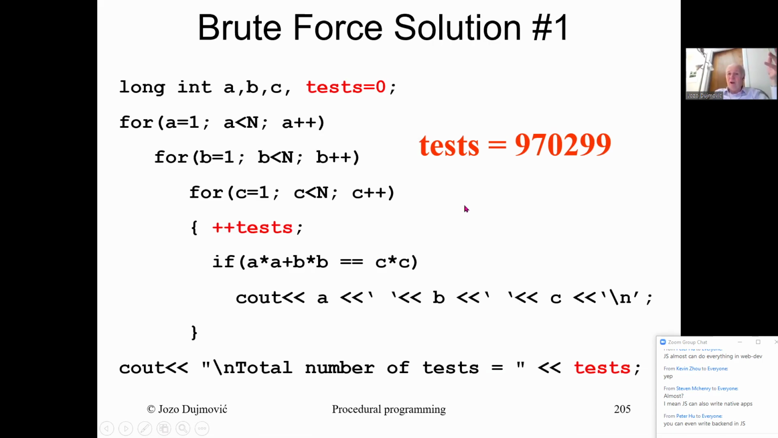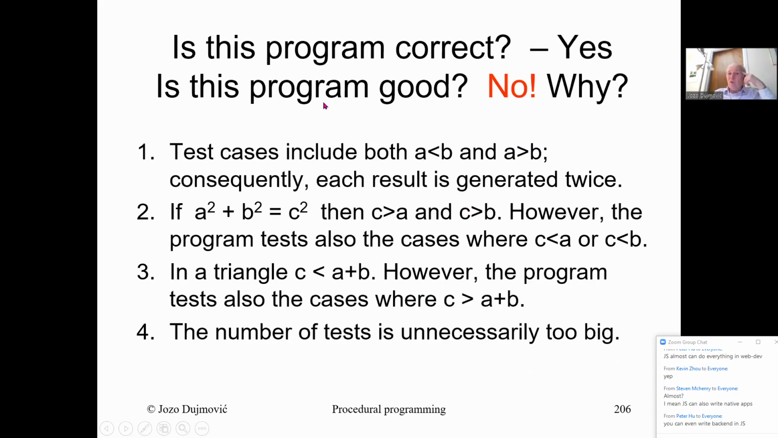So practically, is this program correct? Yes. Is it good? Of course it is not. It is terrible. For what reason? Test cases include both cases where A is less than B and A is greater than B. So each result is generated twice. I don't need the same result twice. I need the result only once. That's the first problem that is wrong.